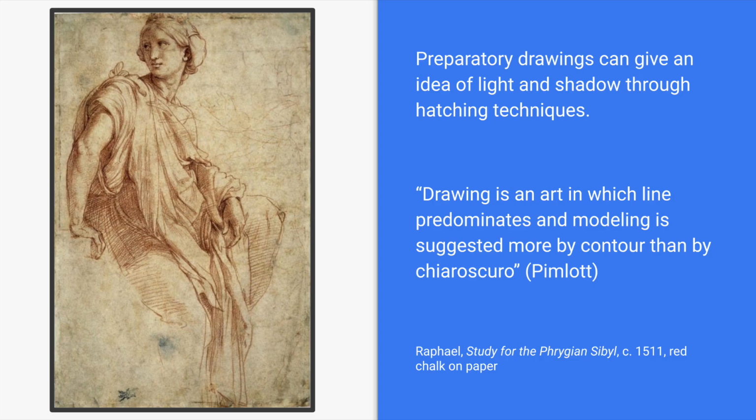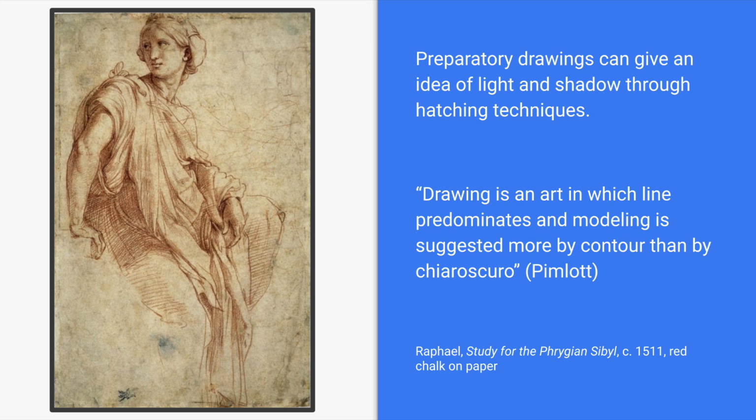Moving on to the study for the Phrygian Sibyl by Raphael in 1511. Also red chalk on paper. A lot of these preliminary drawings really showed the contour lines and the idea of light and shadow, but it wasn't really the main focus like you would see in a painting. It was more to get an understanding of how they wanted their subject to look, how the light would fall on their faces or on the rest of their body, and also in the drapery study like we talked about in the human anatomy.